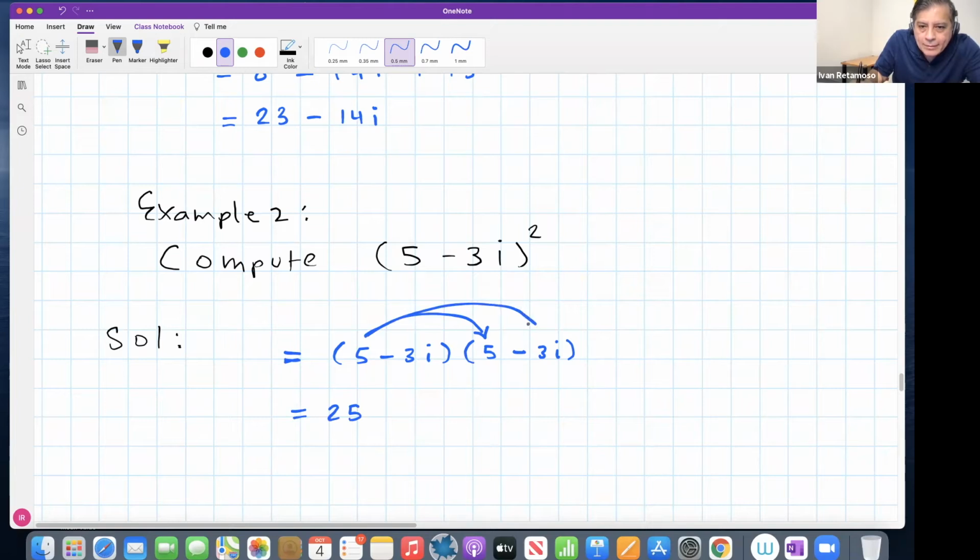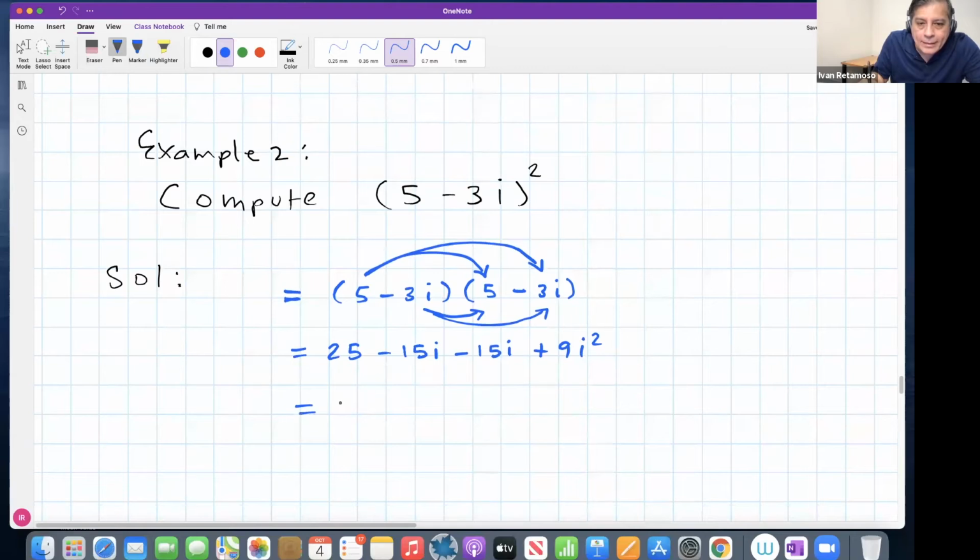5 times -3i is -15i. Now, -3i times 5 is -15i. Here, be careful. -3i times -3i. Negative and negative, positive. 3 times 3 is 9, positive 9. Then i times i, i squared.